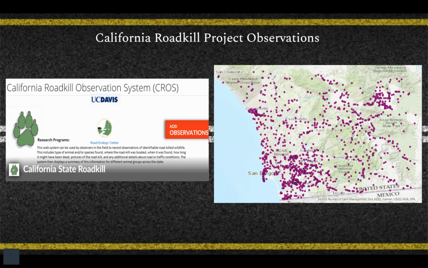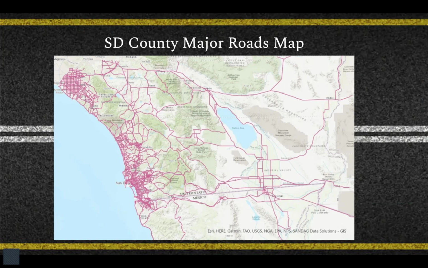To get started on the project, I collected data from iNaturalist's California Roadkill Observation System, or CROSS. iNaturalist is a citizen scientist app that anyone can add observations to. Exporting data from this established project makes sure that all of this data is verified and accurate to use for the project. To restrict this data to San Diego County, I clipped the data using the San Diego County boundary provided by Sandag's Open Data Portal. I also downloaded San Diego County's major roads map so that we can align these observation points with major roads.